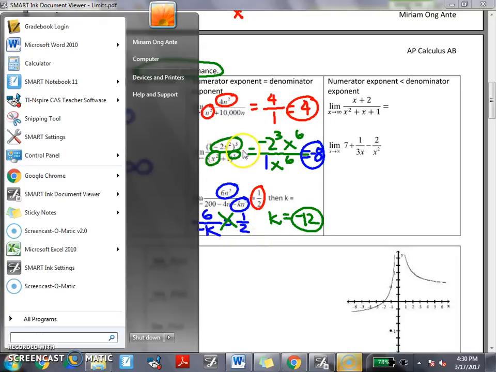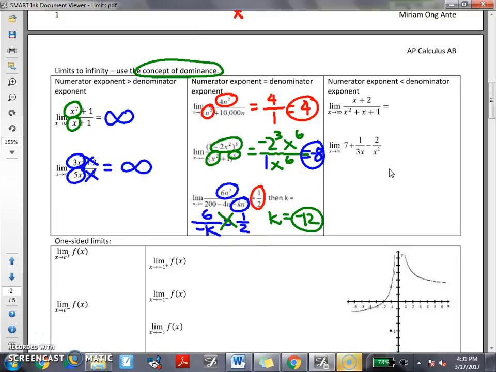Okay, sometimes the numerator's exponent is less than the denominator's. So if I check this one, the denominator is x squared, the numerator is x. X squared is greater. When the denominator is greater than the numerator, your limit will eventually go to 0. So if the denominator is greater than the numerator, your limit will be 0.